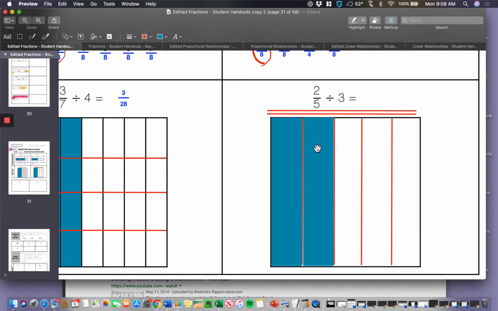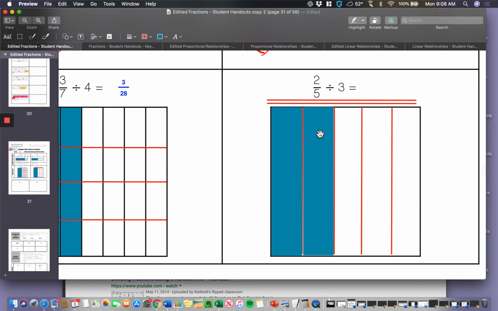So again, we have another model here. And they didn't break this up for you. So your job would be to break this whole square that's blank into fifths. So I need fifths to be represented in my model right here. And 2 of those fifths are going to be shaded. Now I have to break my model up again into 3 sections. And I'm going to be doing that going across.